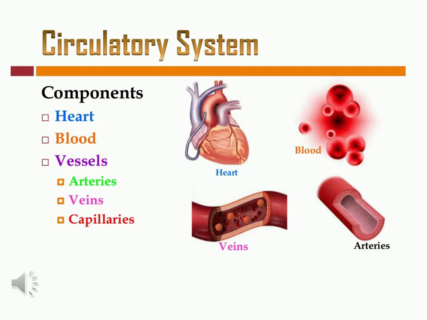While the arteries are the vessels that transport the blood that is rich in oxygen, veins take the blood that is rich in carbon dioxide. And the blood capillaries are the smallest type of veins and arteries that we have in our body. They are connected to all the organs around them.